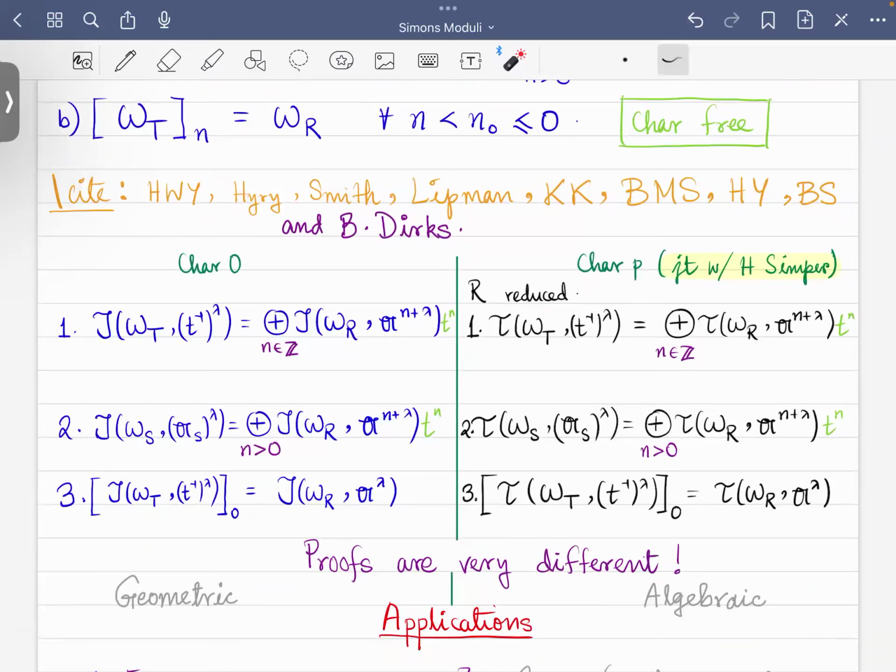Okay. Any questions about these decompositions before I go to show some applications?